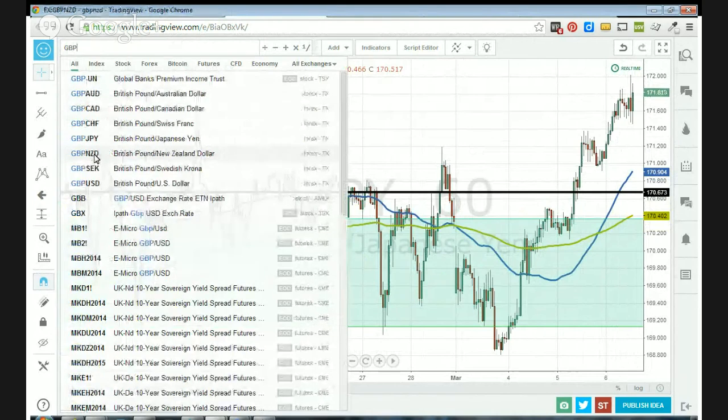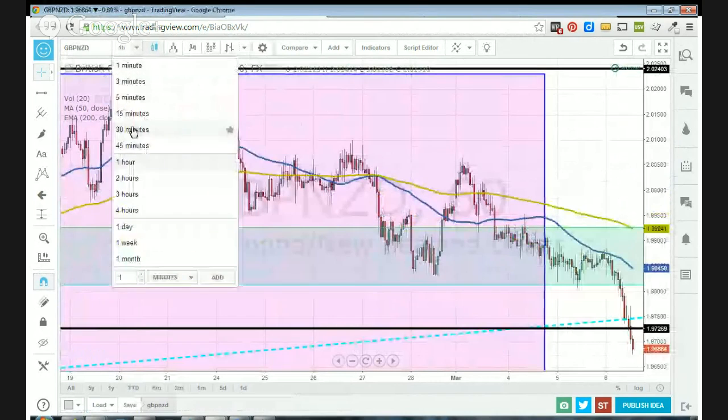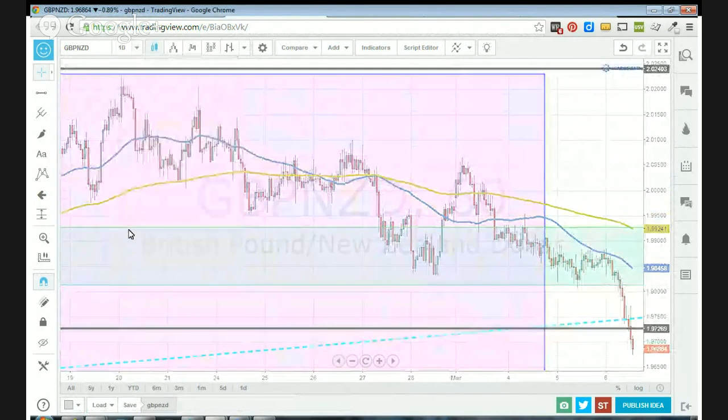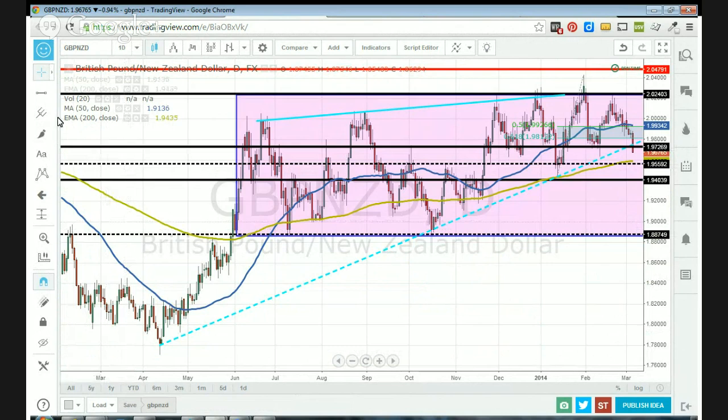Pound kiwi. Okay, let's make sure we're looking at the daily chart. Yeah, kiwi dollar has really rallied sharply overnight. I had a short kiwi dollar position, and it took that out. Hit my stop on that, and then rally. Now my Euro Kiwi position is struggling, and pound Kiwi.